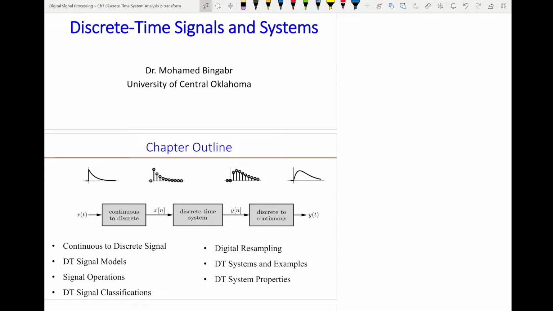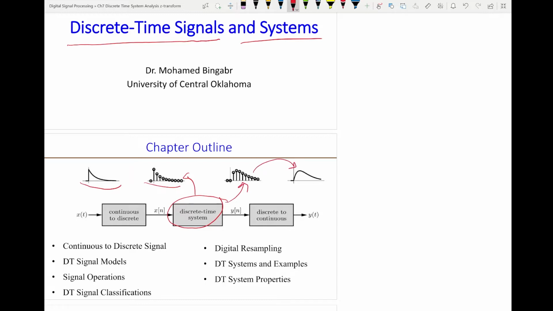Hello everyone. Today in this video we will talk about discrete time signals and systems. In this chapter we will talk about a continuous signal, how do we convert it to a discrete signal, then how do we describe a discrete system that will process this discrete signal, and the output of this system will be a discrete signal. Then how do we convert it back to a continuous signal?